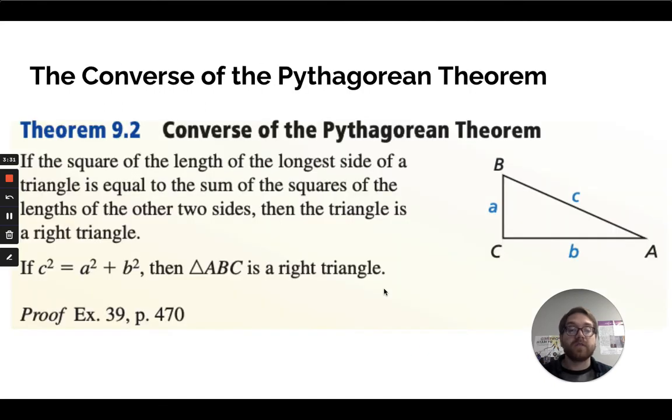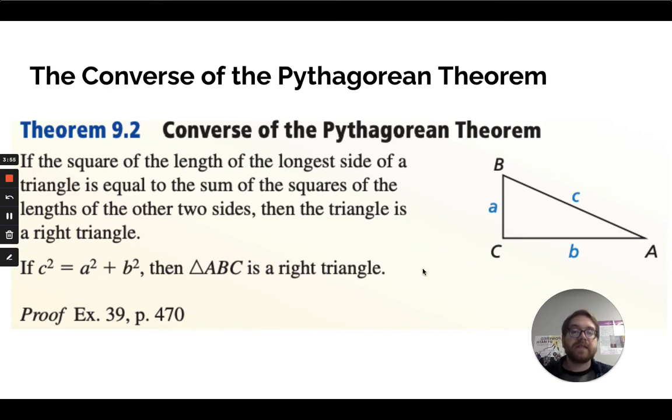One other thing that we'll need to know for this lesson is the converse of the Pythagorean theorem. And that kind of works like the reverse. In the Pythagorean theorem, it said that if we have a right triangle, then this equation works. C squared equals a squared plus b squared. The converse says it the other way. If this equation works for a triangle, then we know that triangle is a right triangle.